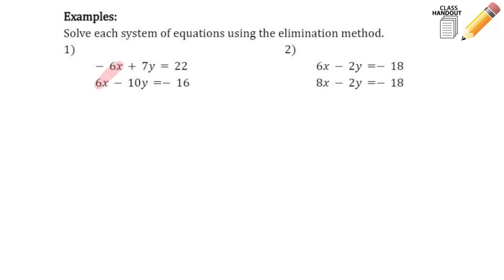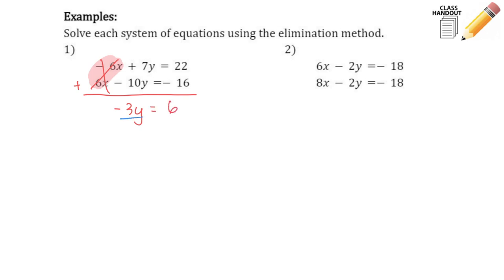So as I can see here, my x variable, we have negative 6x in the first equation, and then we have 6x in the second equation. So that means we're going to eliminate our x. So since the signs are opposite, we're going to add them to get rid of them. So negative 6x plus 6x becomes 0, so that variable gets eliminated. 7y and negative 10y, or we can think of it as 7 minus 10, that's going to be negative 3y. And then we have 22 and negative 16, that's going to be positive 6.